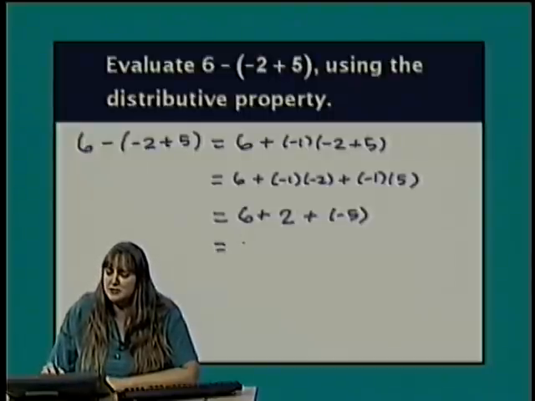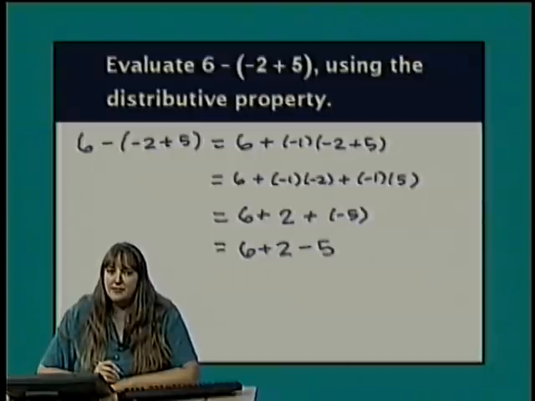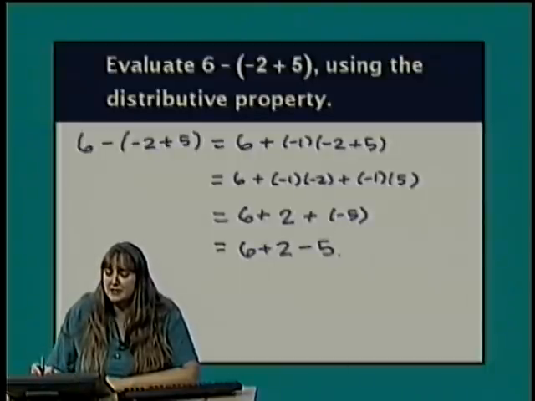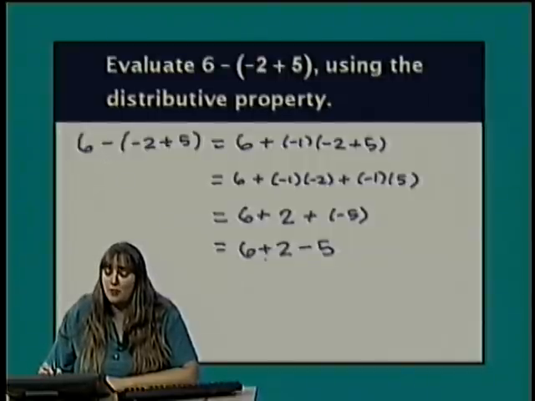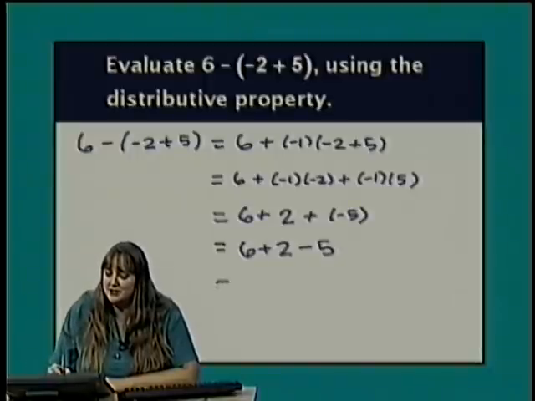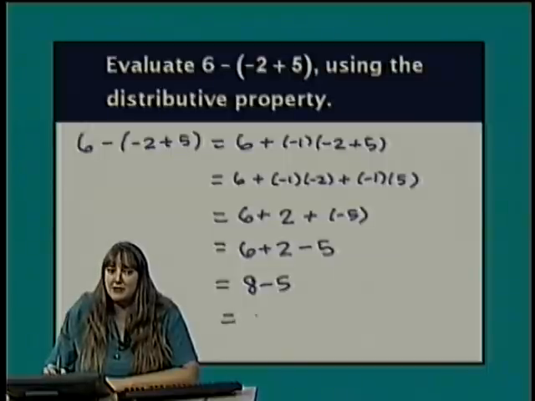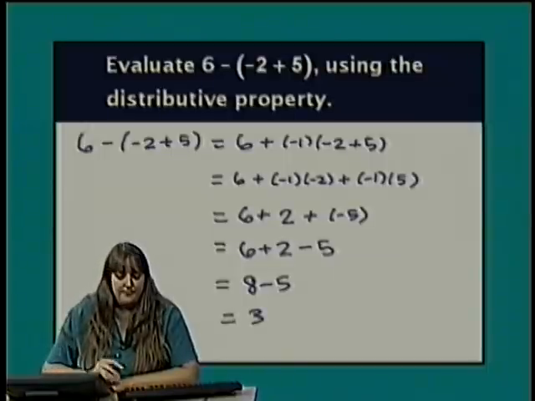And rewriting this just a little, 6 plus 2 minus 5, this shows us that when we distributed the negative through the parentheses, once again what we did was change the signs of the two numbers in parentheses. I started out with -2 plus 5 in the parentheses. At this point, I now have plus 2 minus 5. I changed the signs. So let's go ahead and finish this. 6 plus 2 is 8, and I still have to subtract 5. 8 minus 5 is 3.